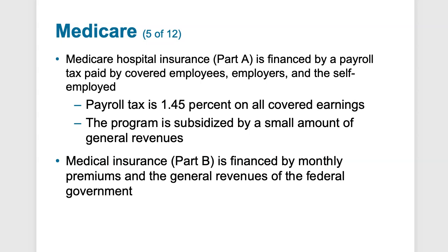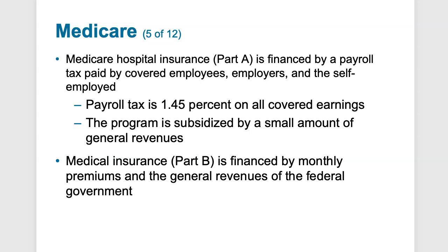And other general revenues that help to fund the program. And Part B is financed by monthly premiums that people are going to pay directly to Medicare, and also some revenue from the federal government. So that's important to know that with Part B, there's going to be some funds authorized by Congress to help pay for Part B, but the majority of the money is going to come from people enrolled in Part B, and also the Medicare prescription drug, which is Part D.